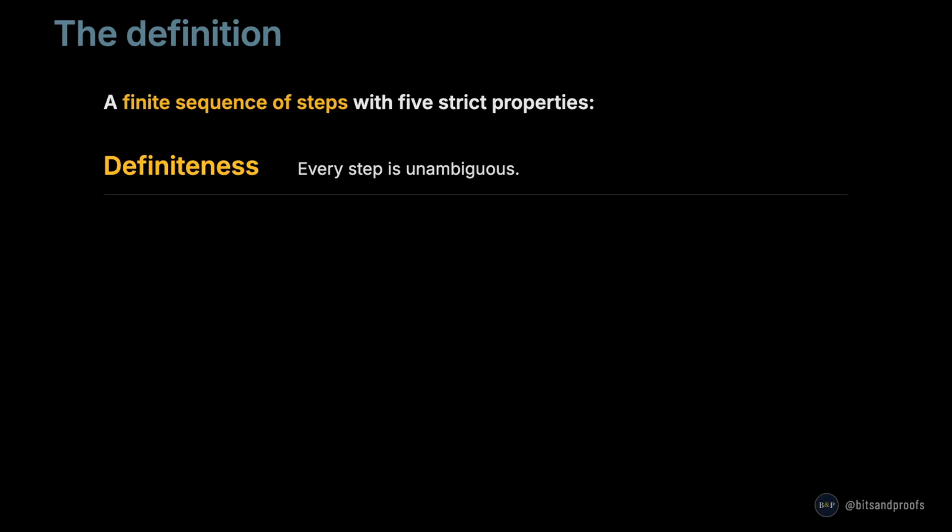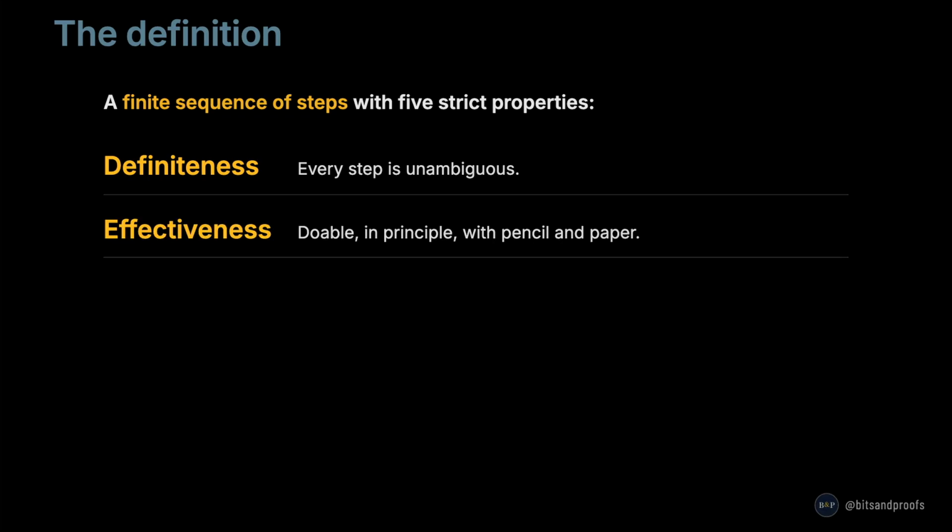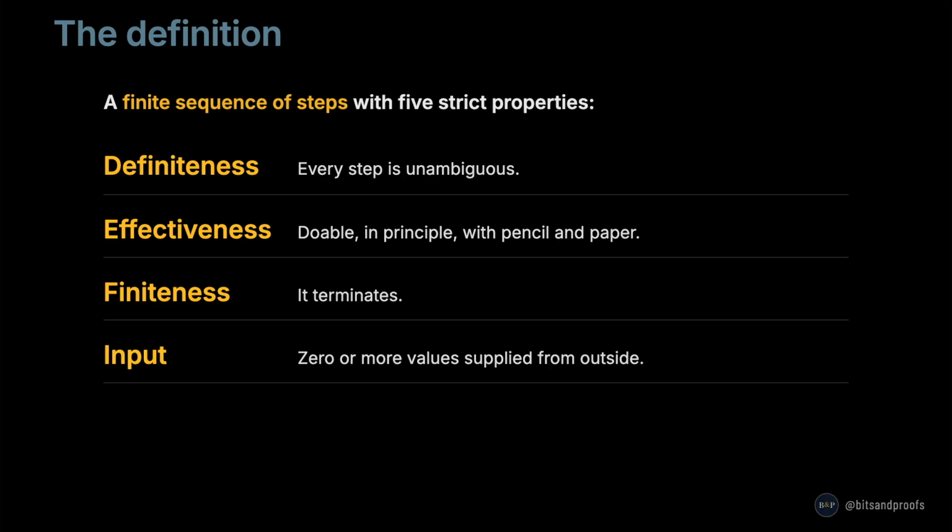1. Definiteness. Every step is clear and exact. There is no room for "do this" or "maybe do that." 2. Effectiveness. Every step is something you could do by hand using just pencil and paper. 3. Finiteness. It terminates, it stops. 4. Input. The algorithm takes 0 or more values from outside. 5. Output. 1 or more results. Definite, effective, finite, input, output. Memorize those 5.